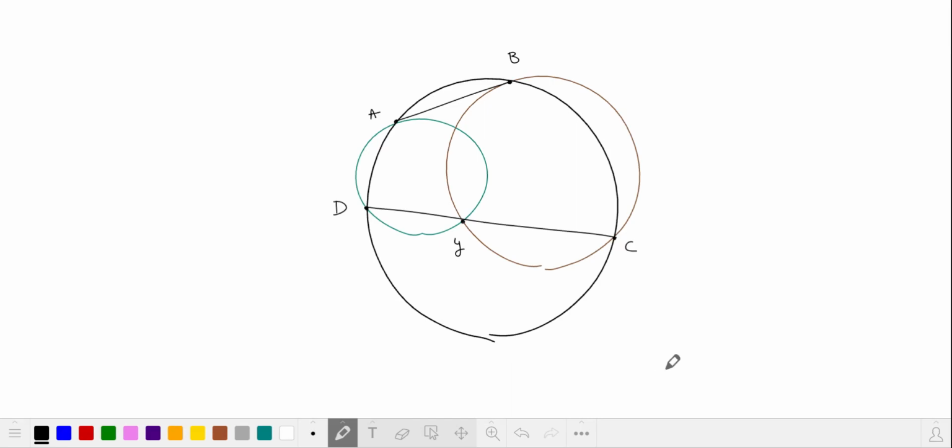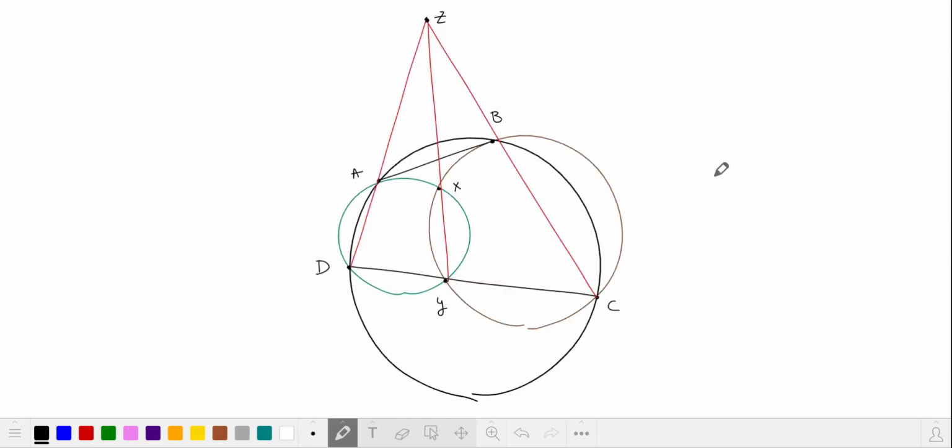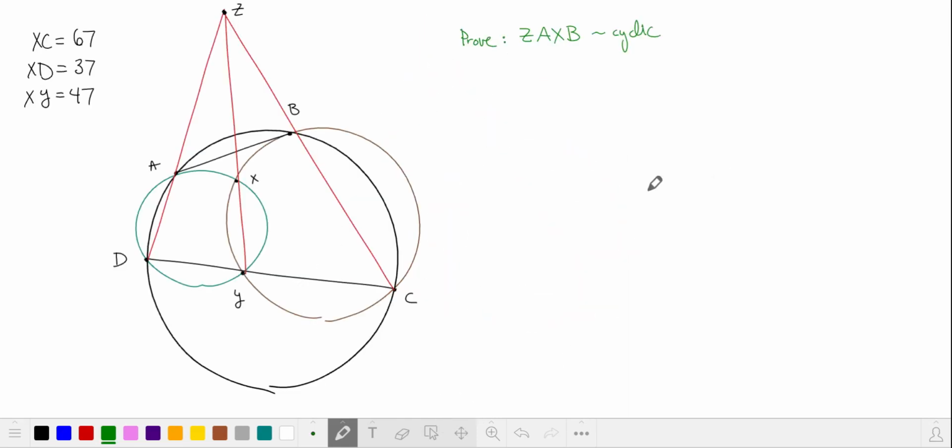D, Y, and C are collinear. I'm going to draw the radical axes by connecting these intersecting points. Let's call the point where they intersect point C. First, I'm going to show that quadrilateral ZAXB is cyclic.